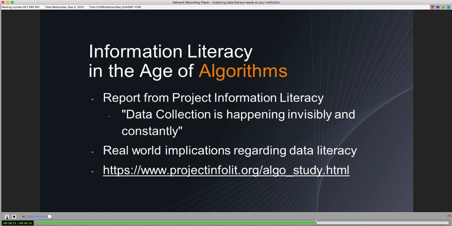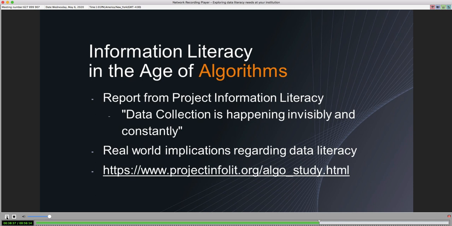There's a lot of real-world implications regarding data literacy, and I think that this article really touches on those. One of the things that it says is data literacy is happening invisibly and constantly. Students are aware that it's happening, but a lot of them have a very, well, there's nothing I can do about it kind of attitude. And there were a lot of really great suggestions in this article, and so that is something that I hope to see investigated more for data literacy.